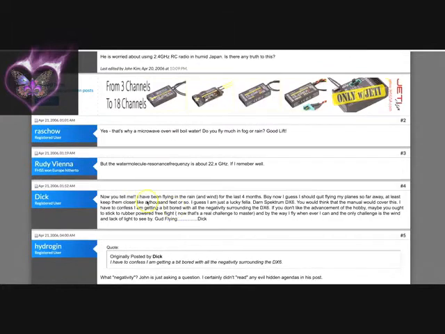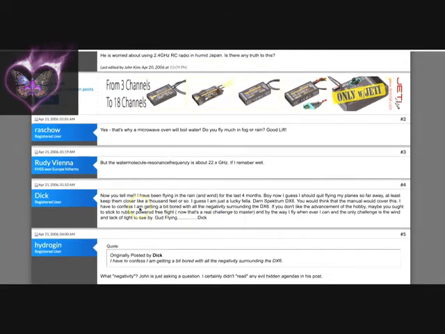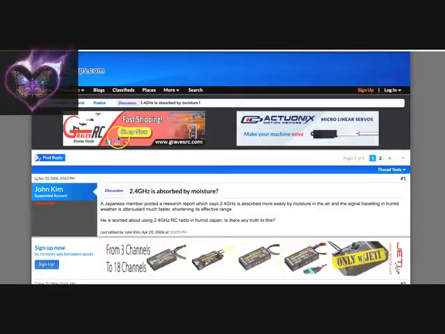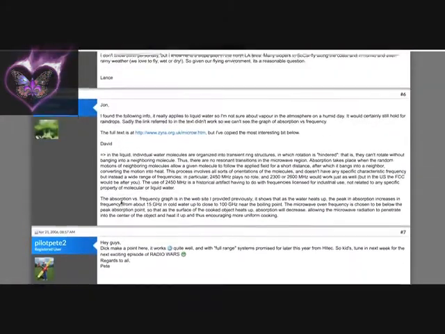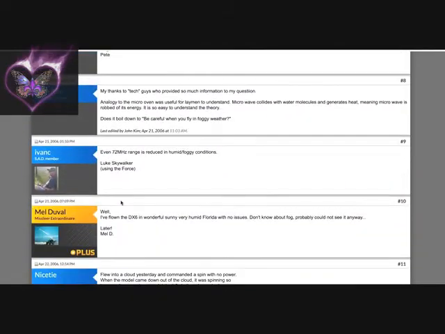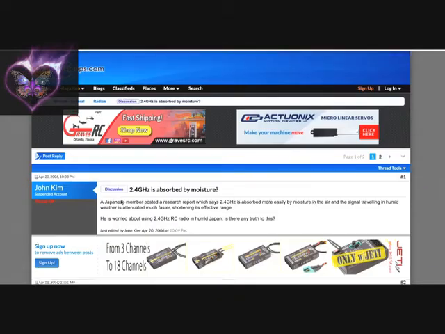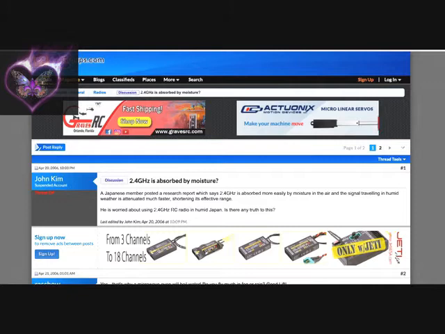And look at this guy. Boy, now I guess I should quit flying my planes. I mean, he just goes on the attack. Interesting, okay, I just noticed that, and the other guys caught it too. Everybody has a right to talk here and ask questions. So he got attacked on that for some reason. But yes, 2.4 gigahertz is absorbed by moisture.